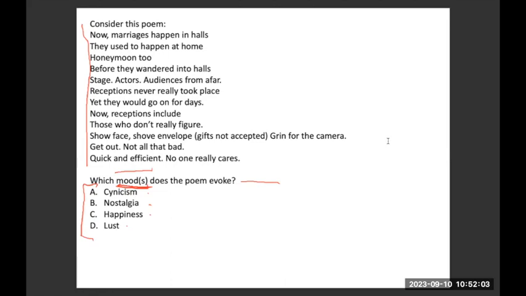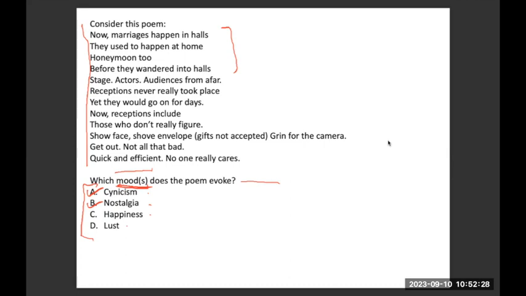In this case, the correct answer is cynicism and nostalgia. Now marriages happen in halls. They used to happen at home, honeymoon too, before they wandered into halls. So this is a part where it is remembering what used to happen. So nostalgia is involved. Stage, actors, audiences from afar, receptions never took place, yet they would go on for days.